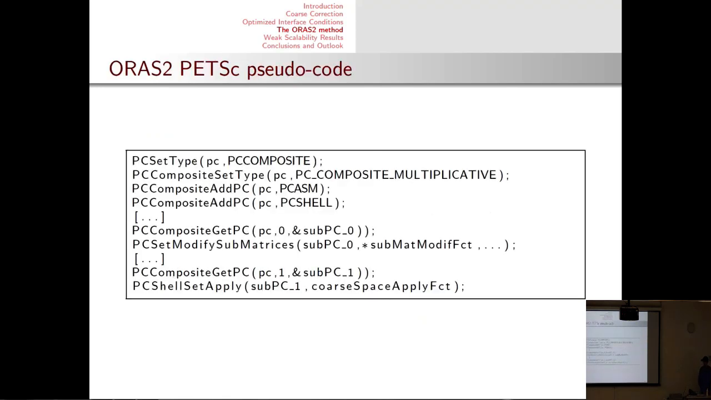So that's how it looks in PETSc. It's a PC composite, a multiplicative composition of PCASM with PCSzyld. This is just to define further the submatrices, so the optimized RAS correction, for the Robin interface condition. And this is how you define the coarse space through the PCSzyld function.